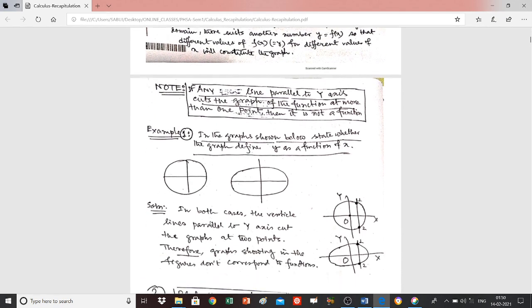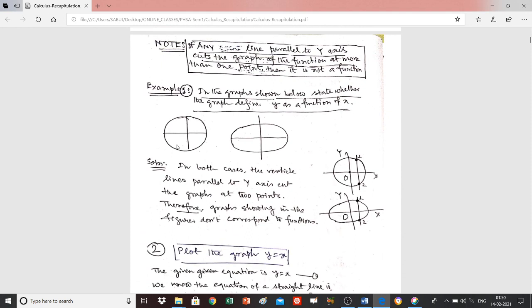So here are some examples. Here is a graph and here is another graph. X is plotted in the x direction and y is plotted in the y direction. So here y is equal to f(x) is a function, but it cannot be said at a glance that it is a function.